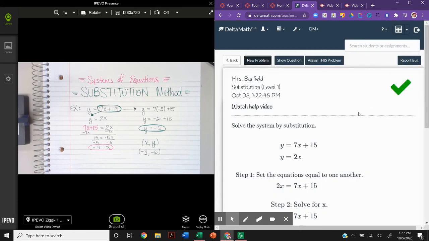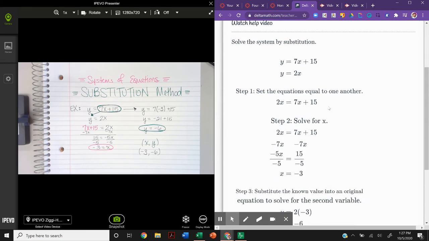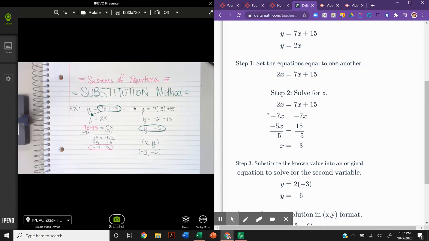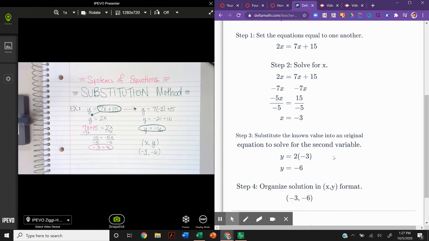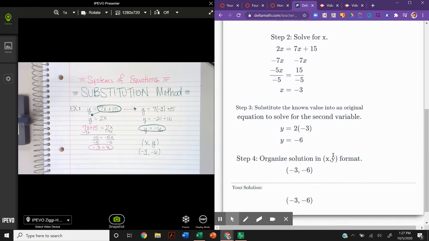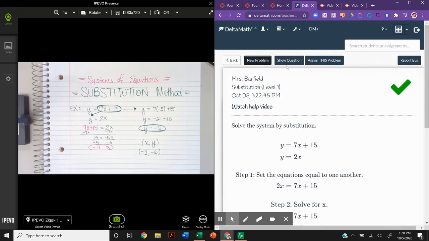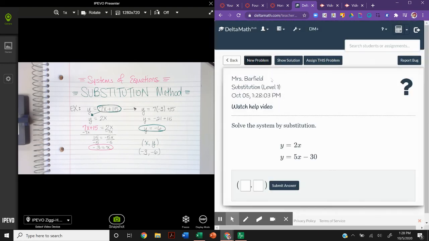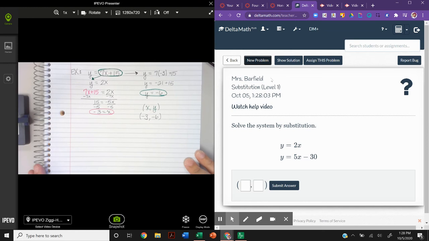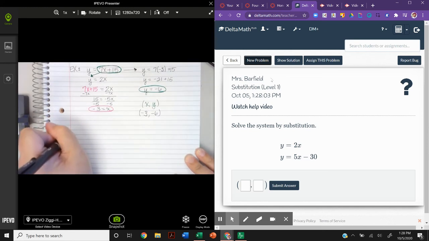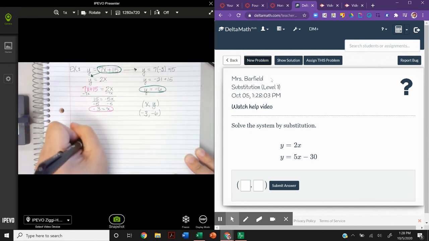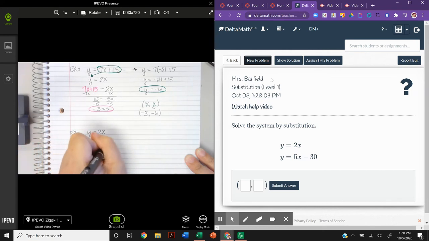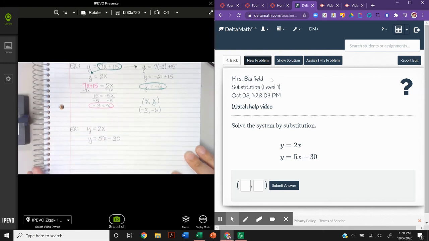Yes. Now you can see, it's a little bit different work, but it's the same idea. All right, let's try another one. So for this example, I've got y equals 2x and y equals 5x minus 30.